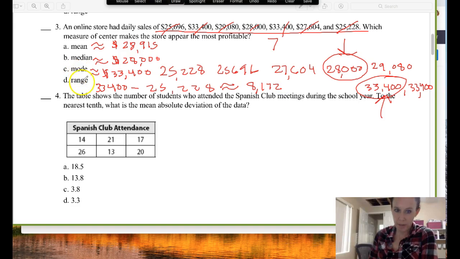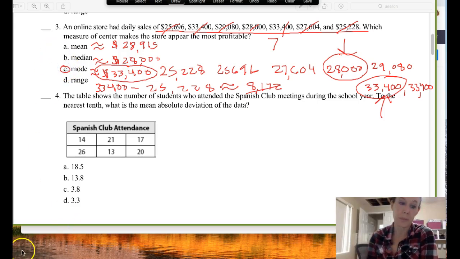8,172. So obviously not the range, because the difference between the least and the greatest is not that big. $8,000 from the worst day to the best day of sales, right? $8,000 change. So not that. So the mode, the number that occurred the most, will make the store look most profitable.